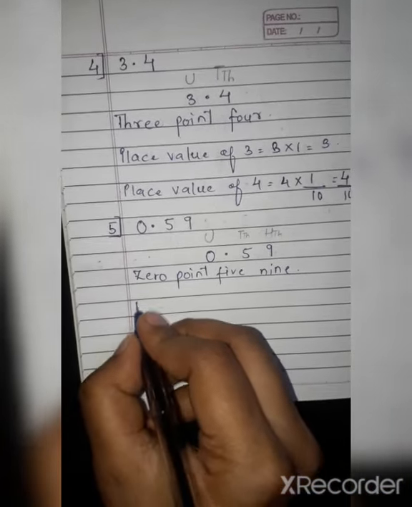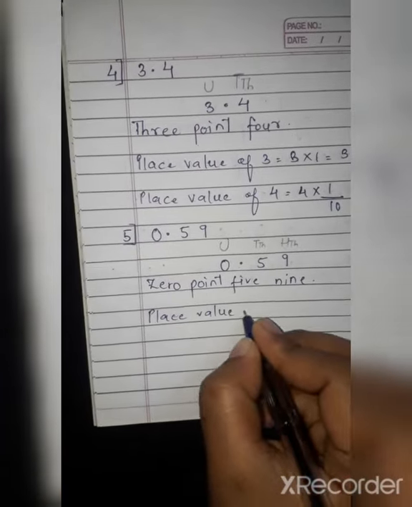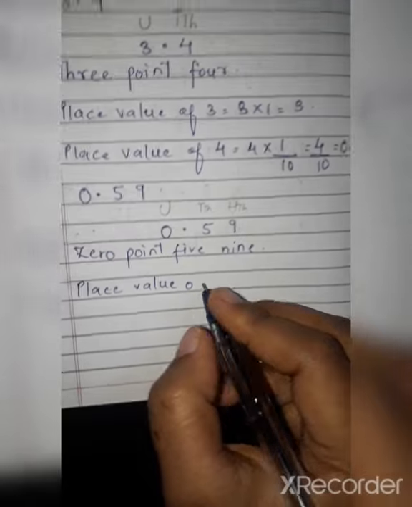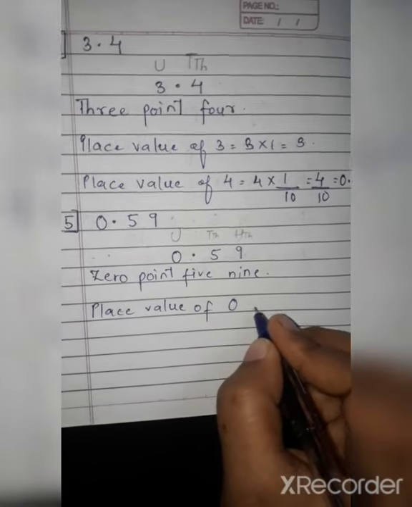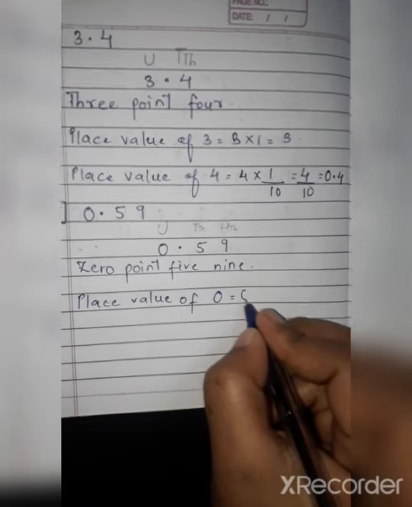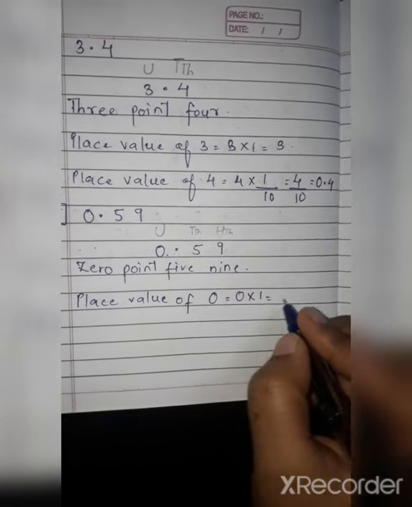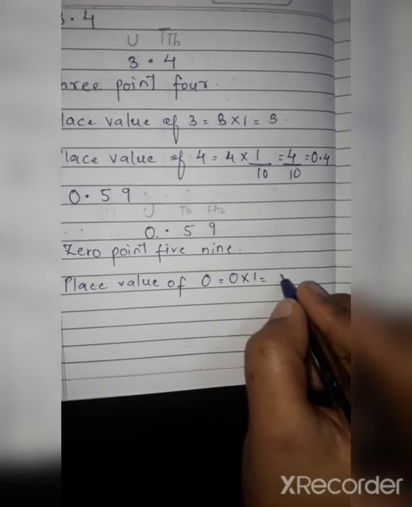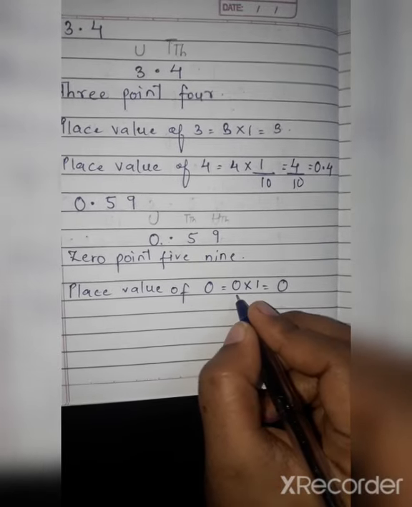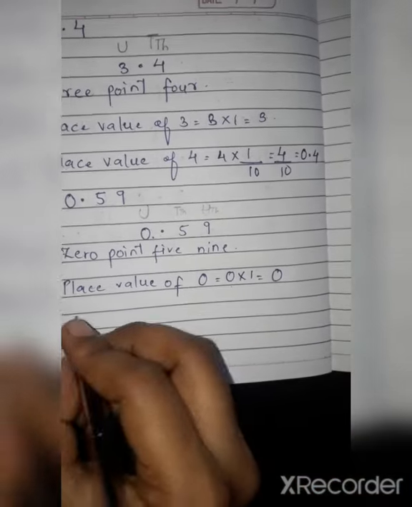Let's start the place value. Place value of 0. Now we will multiply 0 by 1, because 0 is at unit place. Your answer comes as 0. As I said, anything you multiply by 0, your answer will come as 0.